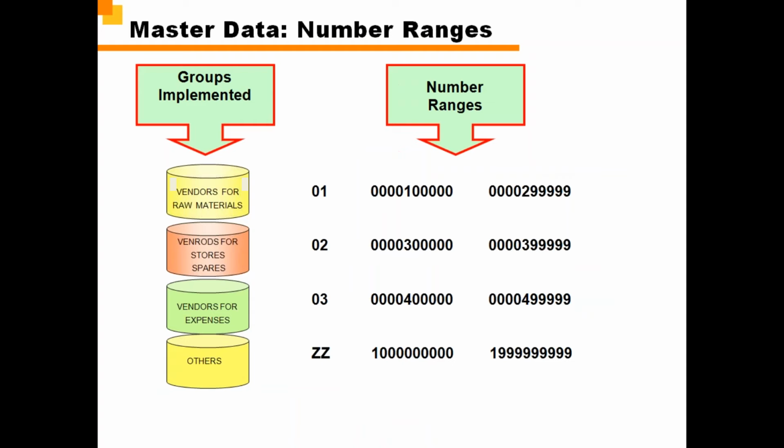Then it is saying that before creating the vendor, you will create the vendor account group, and that account group you will assign with the numbering. So this is how we can give the numbering: it is 0, 1, 2, 3, and the numbering would be from 100,000 to 299,999, 300,000 to 399,999, 400,000 to 499,999, and so on. Now this you will be assigning to a vendor account group.